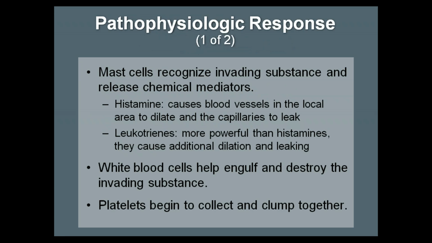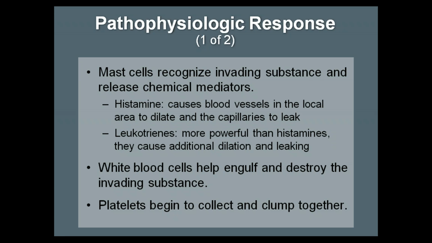So mast cells recognize the invading substance and release chemical mediators, which is the histamine, and histamine causes blood vessels in the local area to dilate. So that will cause a swelling. So you get stung right here on your hand, you're going to get swelling. That's the histamine release right there. Leukotrienes are more powerful than histamines, and they can cause additional dilation and leaking.